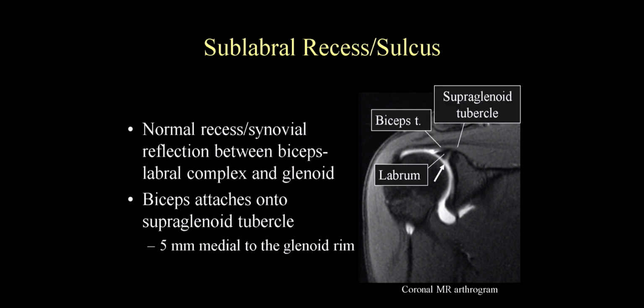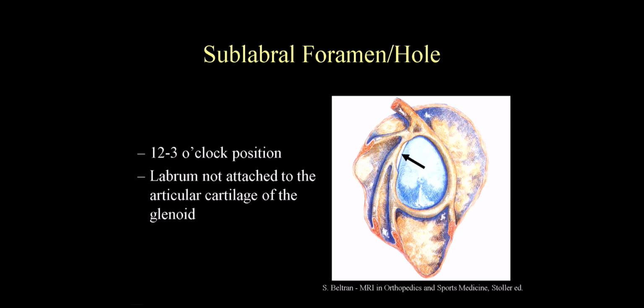Here's your anatomy. Here's the labrum. Your biceps tendon comes off there, right off the supraglenoid tubercle, and it's very thin. Okay, so sublabral foramen, or the hole. This is when there's lack of attachment of the labrum. We don't dictate it as detached because in that anterior superior quadrant, this is the land of normal variance.